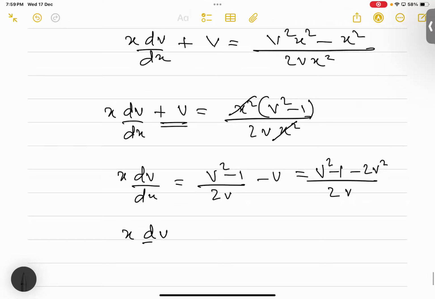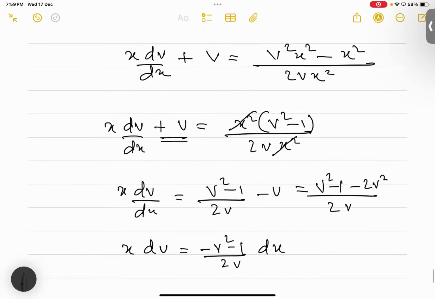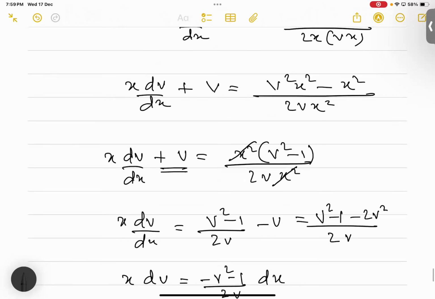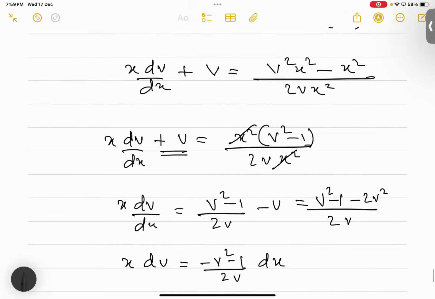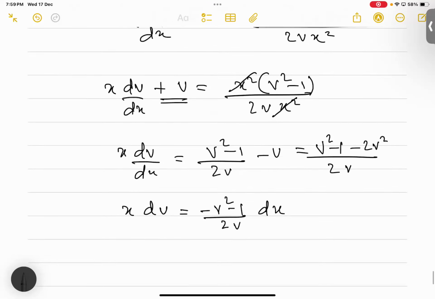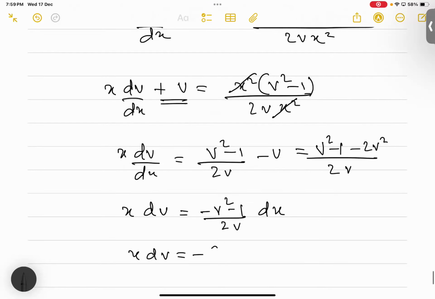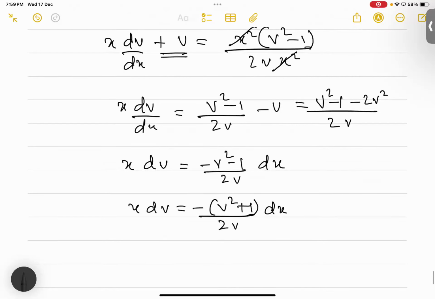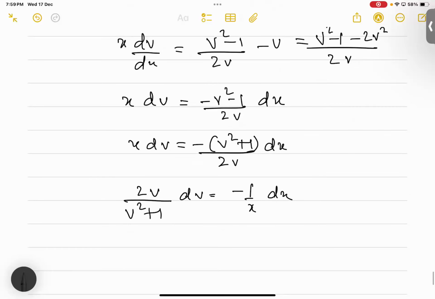X dv, v square minus 2v square is what? Minus v square. Okay. Dx. Right? You want me to go slow? Okay. Now take that minus sign common over there. Okay. Now 2v upon v square plus 1 dv is equal to minus 1 upon x dx. Now this is simple.